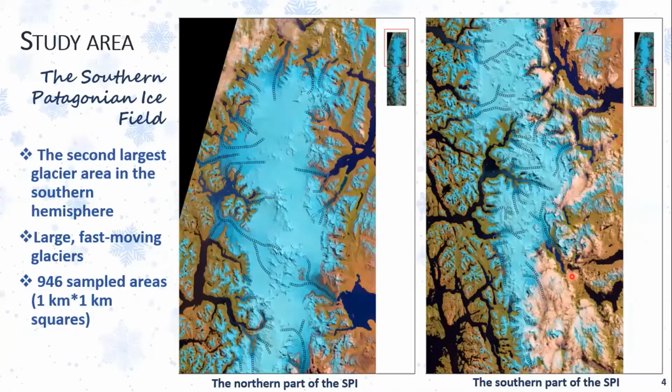My study area, as I already mentioned, is the Southern Patagonian Ice Field. This is the second largest glacier area in the Southern Hemisphere, so we can find here a lot of large and fast-moving glaciers. I sampled almost 1,000 areas at the northern part of the ice field and at the southern part of the ice field. You can see these sampled areas. These black squares are these areas. And I am examining the velocity and other parameters in these square regions.